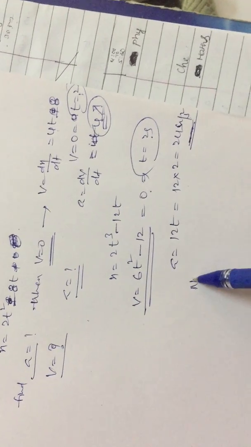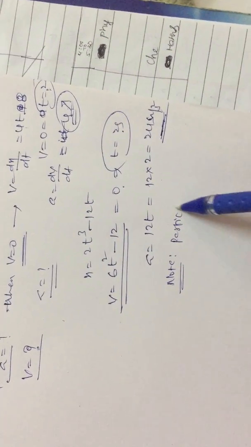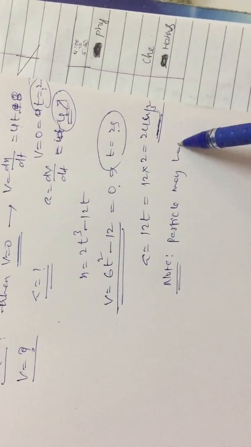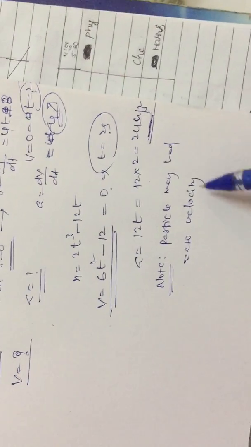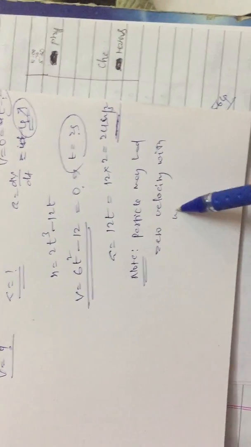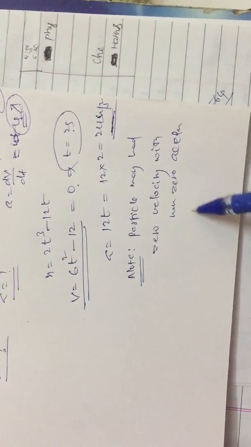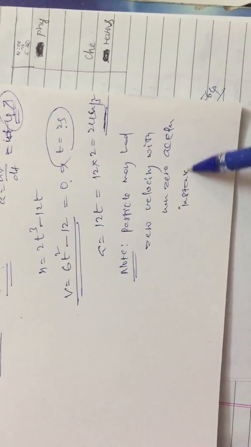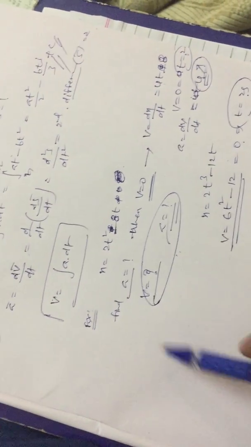It means one very important point: a particle may have zero velocity with non-zero acceleration instantaneously. That is a very important point. And similarly, in the same way you can solve this model of question also.